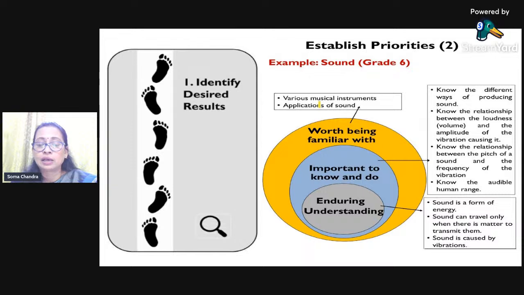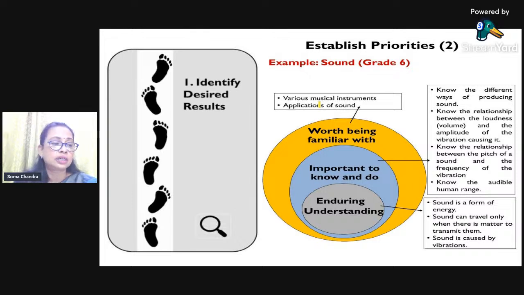Say sound in grade 6. Know what will be the enduring understanding. Sound is a form of energy. It can travel when there is matter to transmit it. Sound is caused by vibrations. This is the enduring understanding which they will carry forward throughout. Don't you think? They'll carry it throughout, whether they are in grade 6, 7, 8, 9, 10.